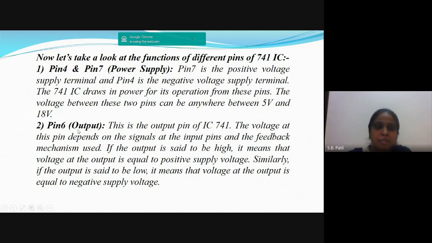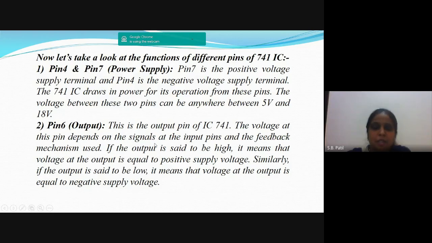Then pin number 6 is the output of the operational amplifier. This is the output pin of the IC741 operational amplifier. The voltage at this pin depends on the signals at the input pins.